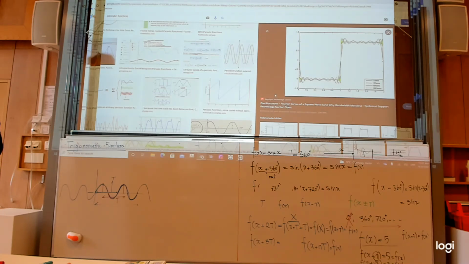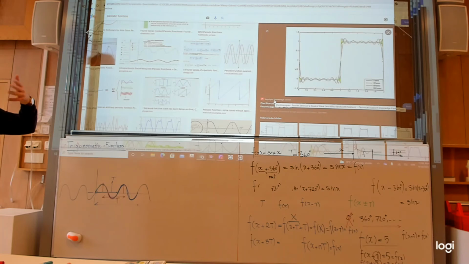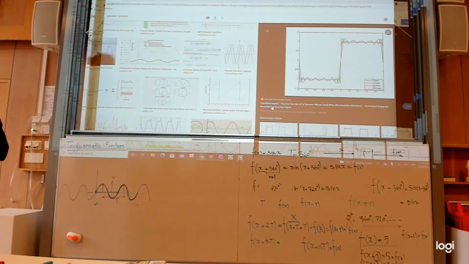But if someone asks you why we are studying sine and cosine so heavily, it's because every other function which is periodic can be written in terms of sine and cosine only. So if we know the properties of sine and cosine, we can discover a lot about other functions as well.